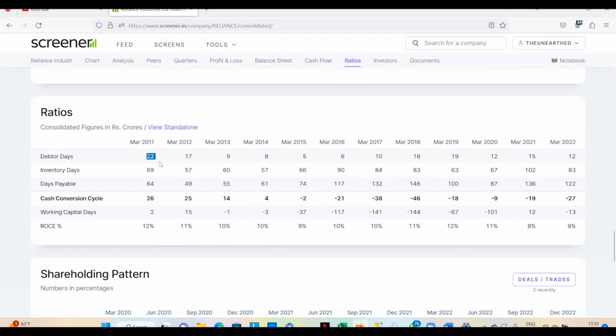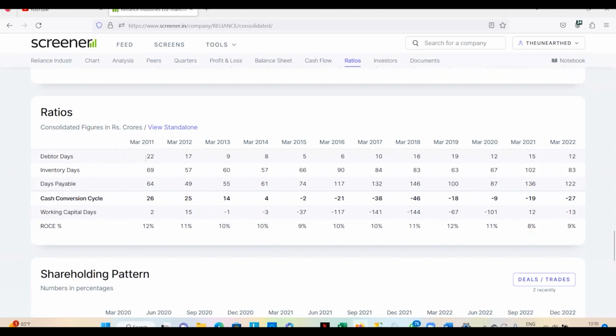The days would be something like 22 days of inventory, how many days they hold inventory, and days payable. Whatever they are buying from the raw material suppliers, after 64 days they have to make that amount payable. But once they sell something, they only get the money in 22 days. That's a wonderful ratio to look at.